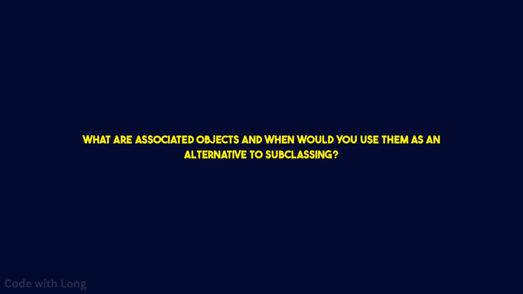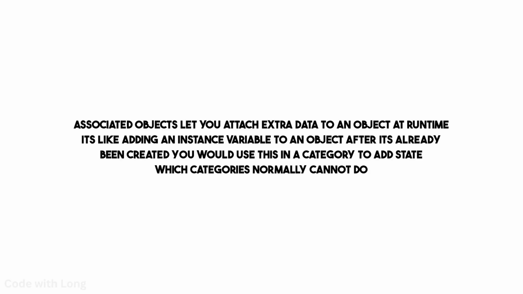What are associated objects and when would you use them as an alternative to subclassing? Associated objects let you attach extra data to an object at runtime. It's like adding an instance variable to an object after it's already been created. You would use this in a category to add state, which categories normally cannot do.